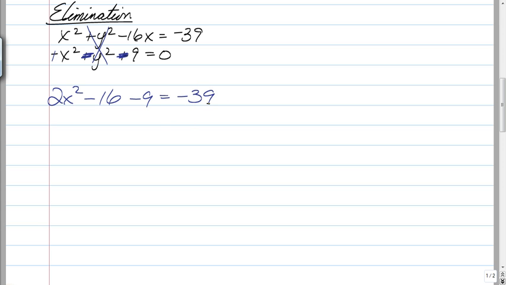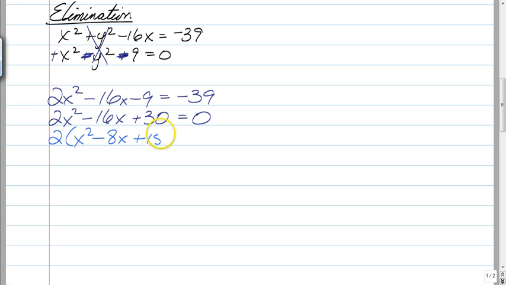Now, of course, whenever you do these, they're supposed to be equal to 0. So we're going to add that 39 back over to the left. So we have 2x squared minus 16x plus 30 is equal to 0. So from here, you're thinking Batman, but I'm going to tell you no, you factor out your GCF of 2 first. And that's x squared minus 8x plus 15 is equal to 0.